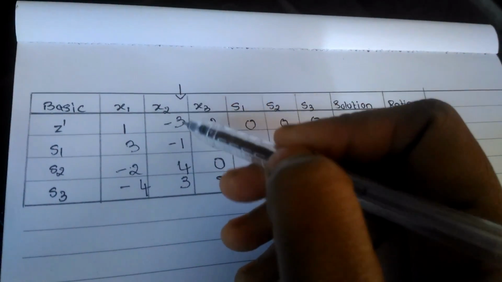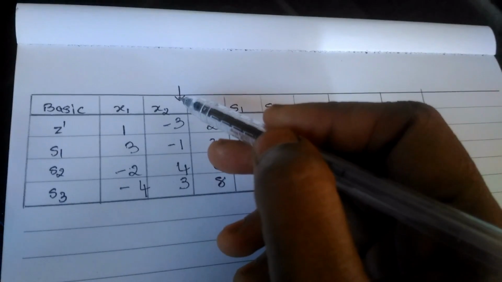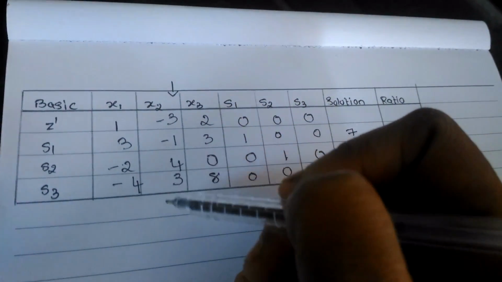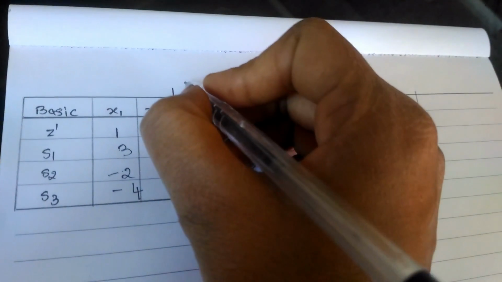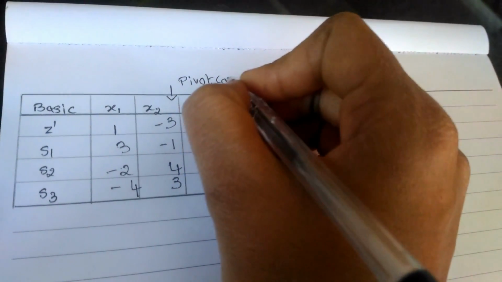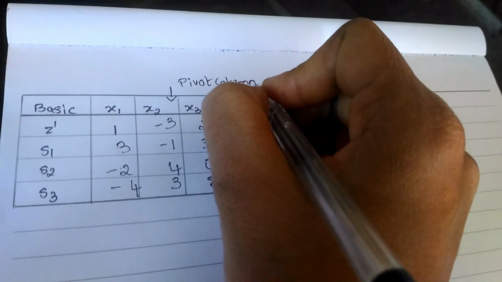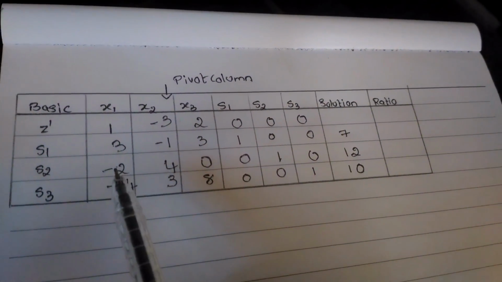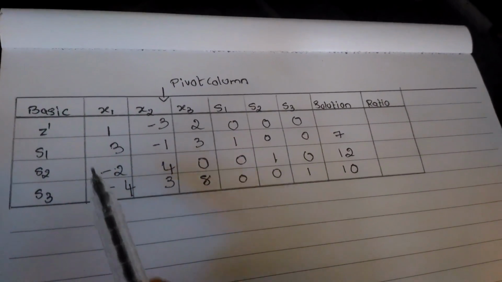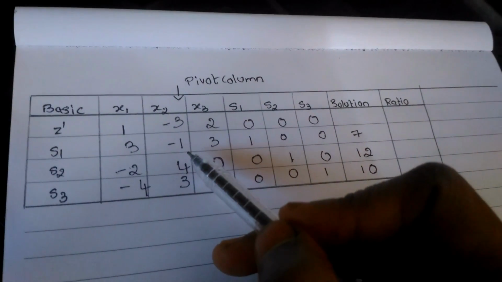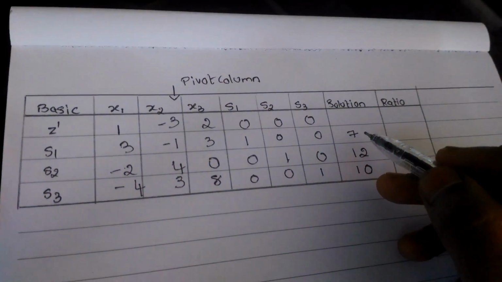Since we have identified -3 as the entering variable, this whole column will act as the pivot column. With the help of this pivot column, we should also find the leaving variable. We should also find the pivot row. Take all the values of this pivot column and divide them by the solution part.